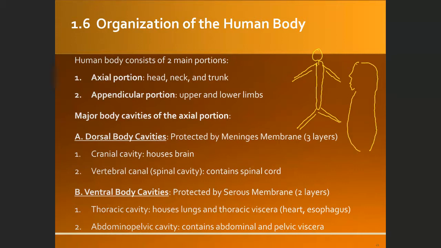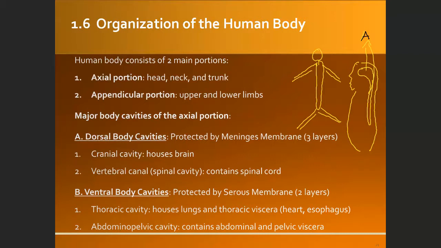okay. So the dorsal body cavity is located in the dorsal area, which is actually the brain cavity or cranial cavity where the brain is located. And on the back, you will see the long cavity called the vertebral canal or spinal canal. So both of these cavities, the cranial cavity and the vertebral canal, are called the dorsal body cavity. So this is the first major cavity of the human body.